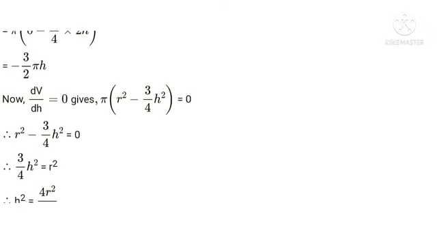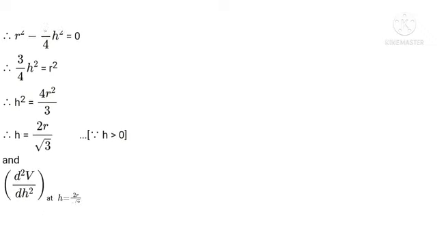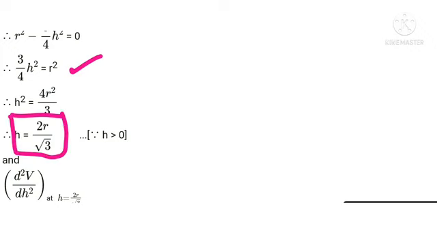Now dV by dh is equal to 0 gives pi into bracket r square minus 3 by 4 h square is equal to 0. That is, r square minus 3 by 4 h square is equal to 0. From this you find the value of h square. 3 by 4 h square is equal to r square, h square is equal to 4 r square upon 3. Taking square root on both sides, you get h is equal to 2r upon root 3.